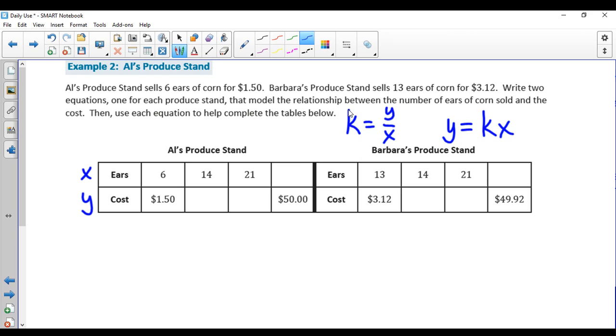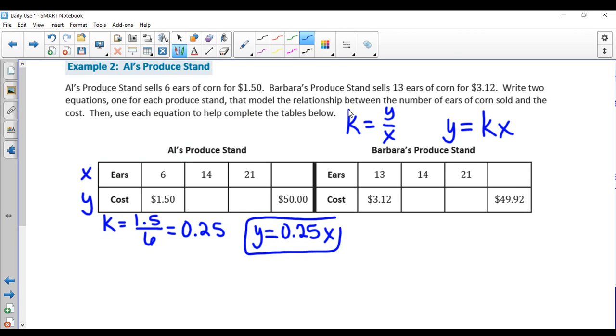On the first one, for Al's produce stand, we'll find k by taking 1.5 for y divided by 6 for x, and this will give us 0.25. Then we'll use that to write our equation. y equals 0.25x. Okay, so that's the equation we're going to use for the rest of the problem about Al's produce stand.